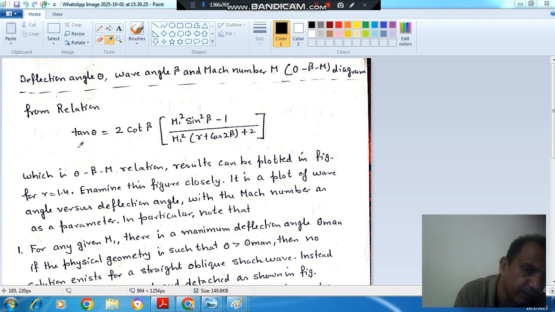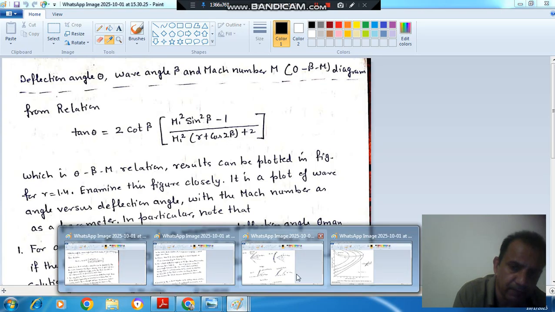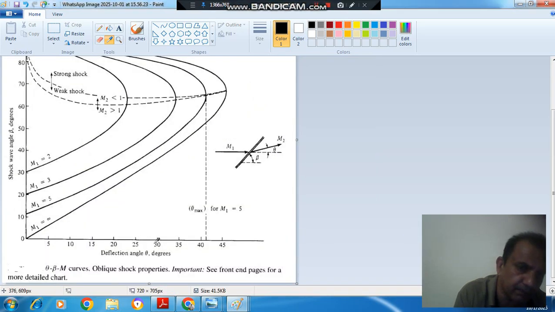Now I will briefly discuss these 2 points again, and this theta beta M diagram. Your theta is your deflection angle, beta is your shock wave angle, and M1 is your upstream Mach number. So this is the theta beta M plot.